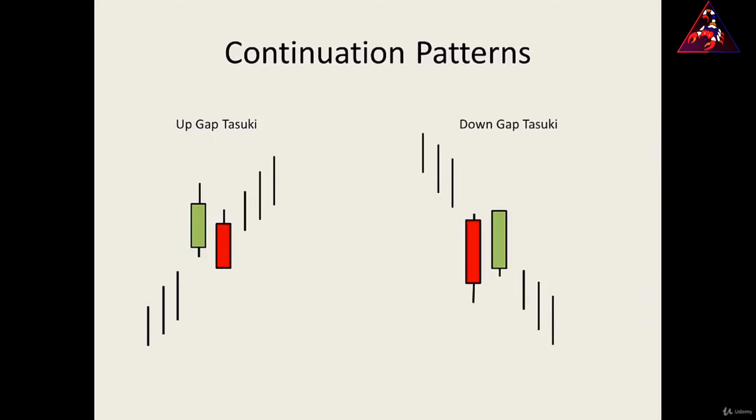Here we have a down gap Tsuki. Now again, the down gap Tsuki is a bearish 2 candle continuation pattern. The downtrend in this case gaps down to a red candle, followed by the green candle, which is pushing the market back up again. And the point to note here is that the green candle opens inside and closes above the red candle's real body.